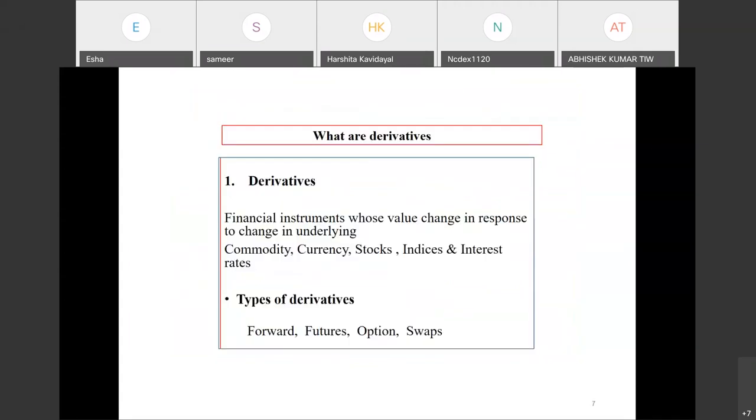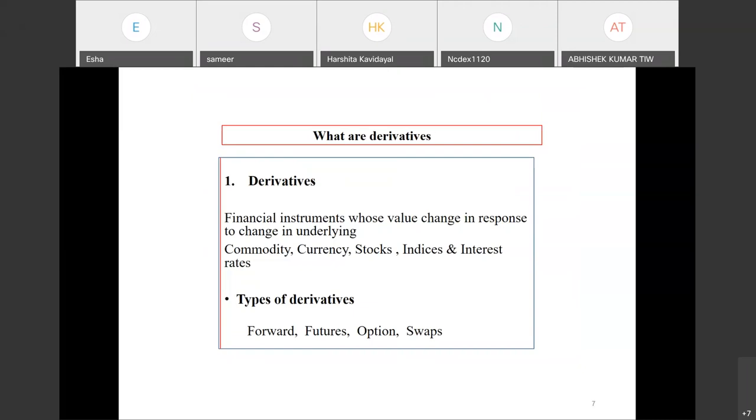Then derivatives, what does it mean? As per the theory, it is defined as a financial instrument whose value changes in response to a change in the underlying. So what exactly does it mean, and why do we require derivatives? Simply, it is a very simple meaning. Derivatives are instruments to manage the price risk, which in turn helps to secure our profitability. This is the simple meaning of derivatives.